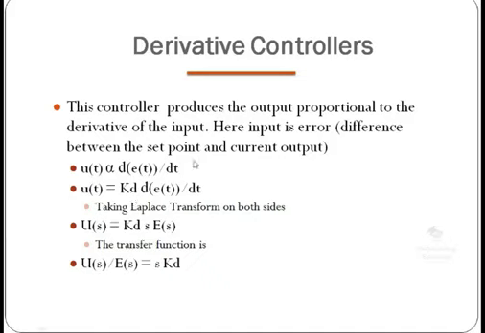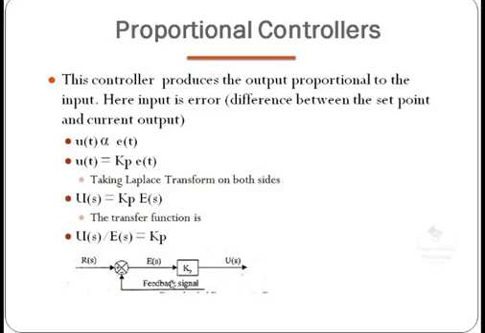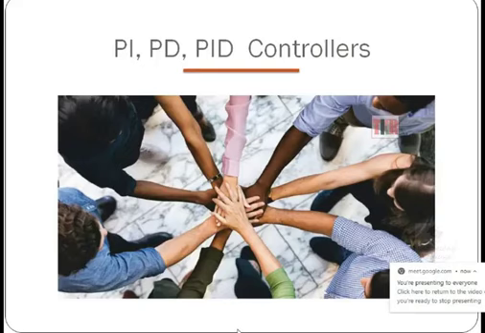If you are taking the Laplace transform on both sides, you will get U of s is equal to Kd into s into E of s. So my transfer function becomes U of s by E of s is equal to Kd into s. See, proportional will work on the present value, integral will work on the past value, and derivative will work on the future value. A single mode controller cannot hold a good control action. It will need the combination of all of them. It is teamwork. So that is what PI, PD, and PID controllers are.